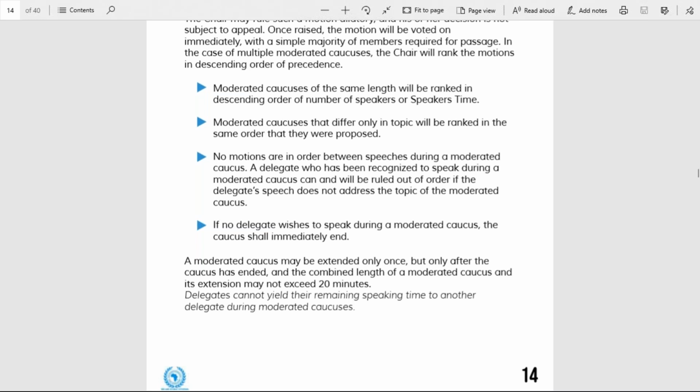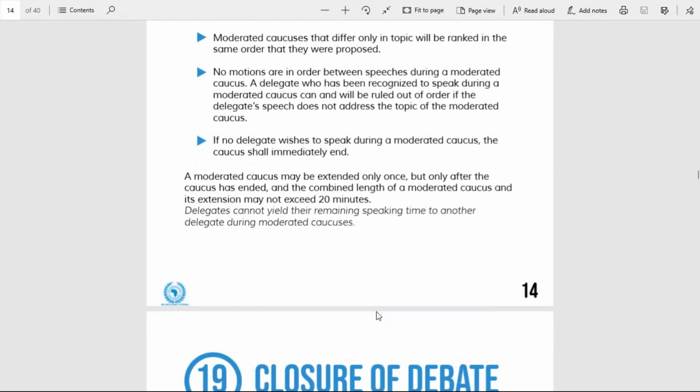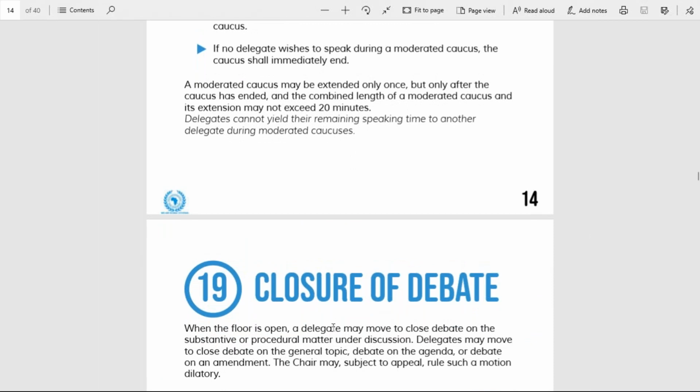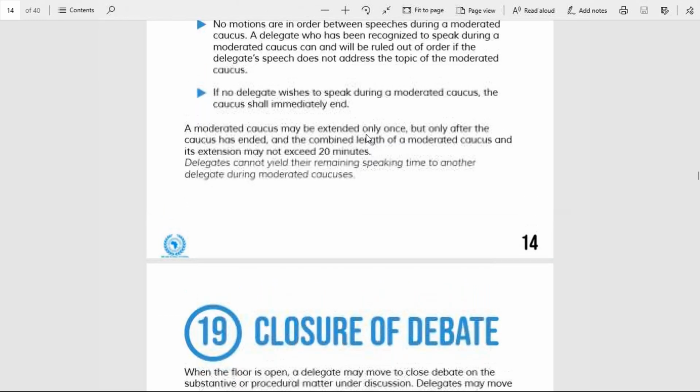And then there's emphasis at the bottom that a moderated caucus may be extended only once, and only after the caucus has ended. That is the only time you can raise it. The combined length of the moderated caucus and its extension may not exceed 30 minutes in its entirety. And you cannot yield your remaining time to other delegates, but we'll get to yielding during the subsequent training, so I don't confuse you right now.